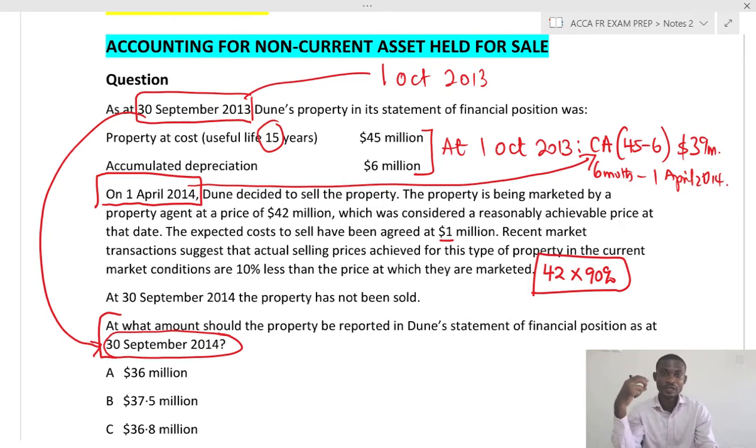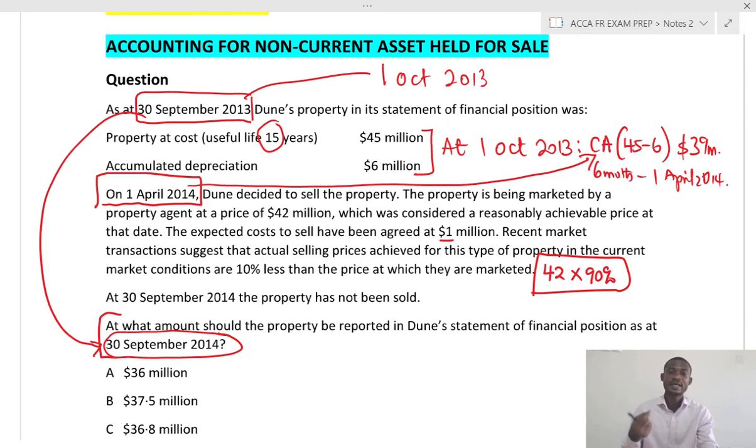Now, we need to look at the recognition criteria under IFRS 5. It says that the asset must be available for immediate sale in its present condition, and that the sale should be highly probable. Now, what makes a sale highly probable? One, there should be commitment by management to sell. That is to say, there should be a detailed plan in place to sell the asset, and that the asset should be marketed for sale at a reasonable price. And what it means is that they should be looking for a buyer. They need not find a buyer at the reporting date.